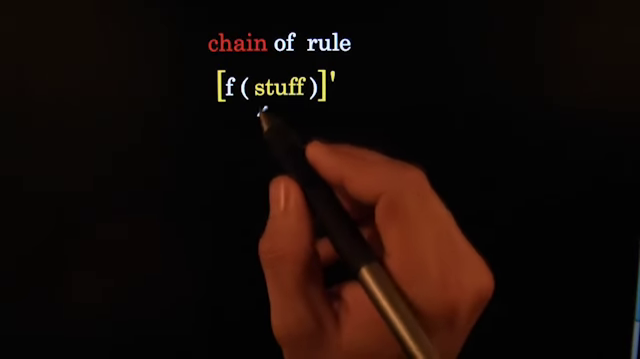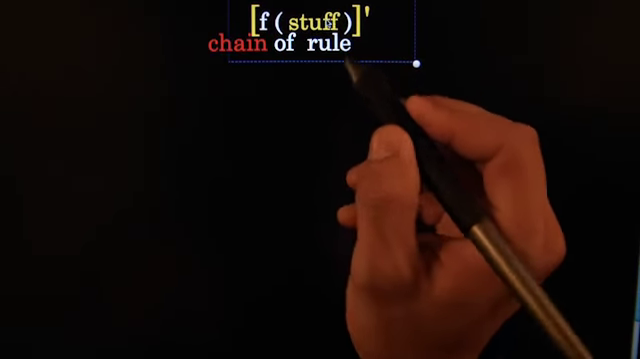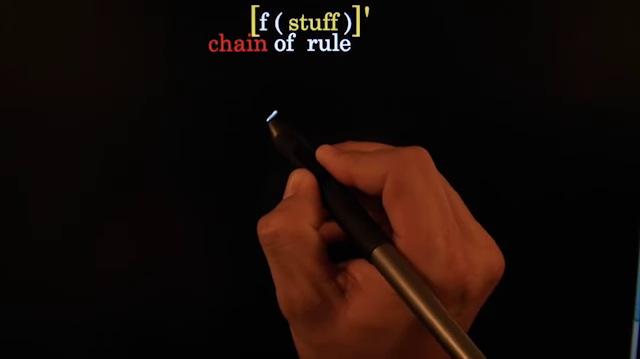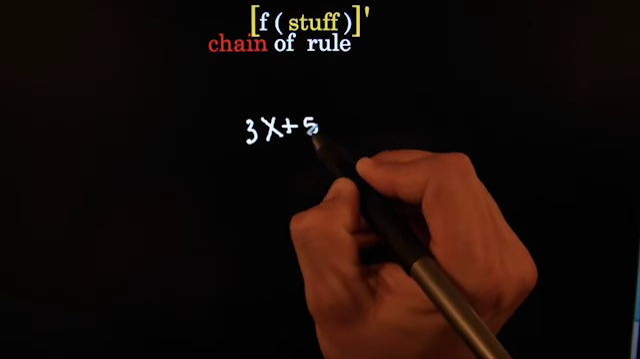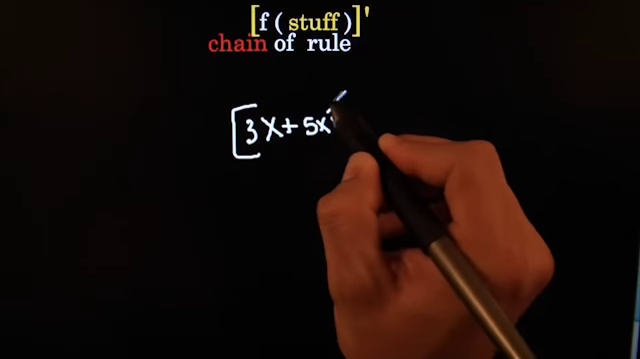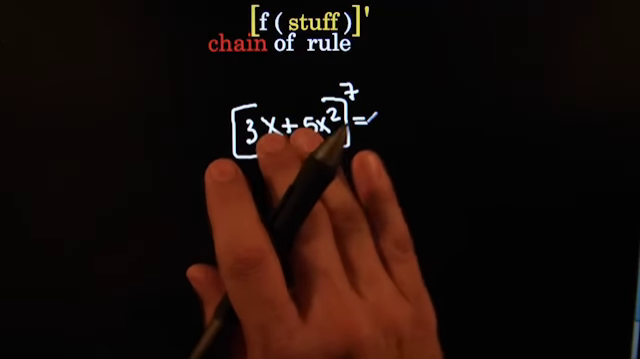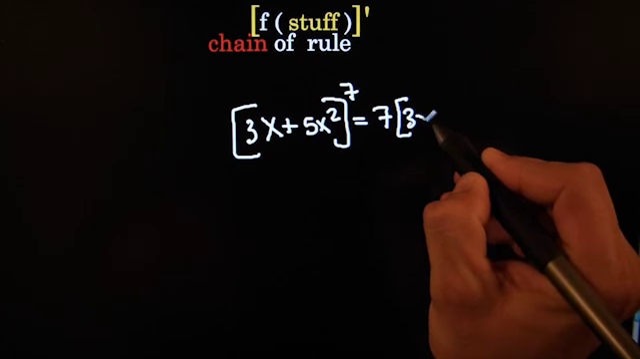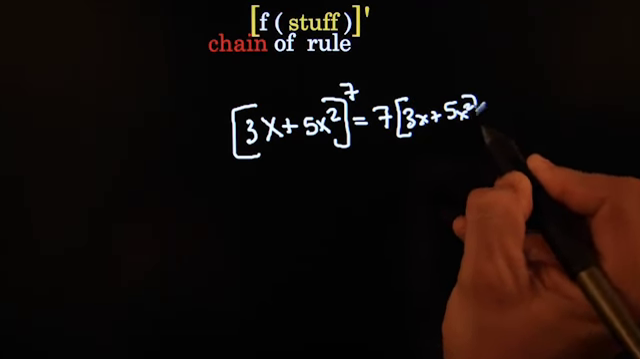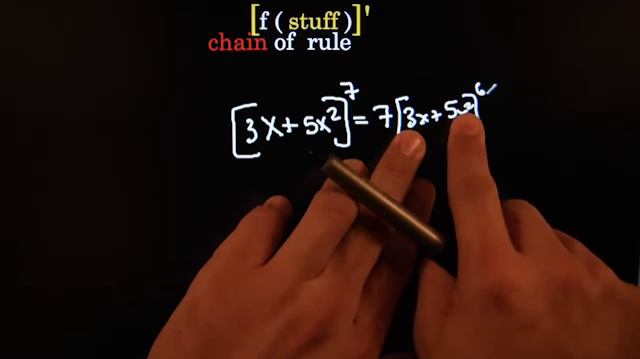Let's do that again. Suppose you had (3x + 5x squared) to the 7th. What you have here is some stuff to the 7th power. You would do it the same as you've always done it: 7 times (3x + 5x squared). That's what we've always done. That's called the power rule. You bring this 7 down and you subtract 1 from it.